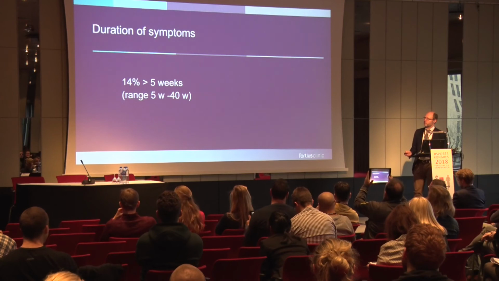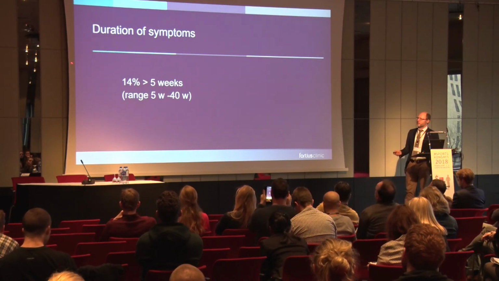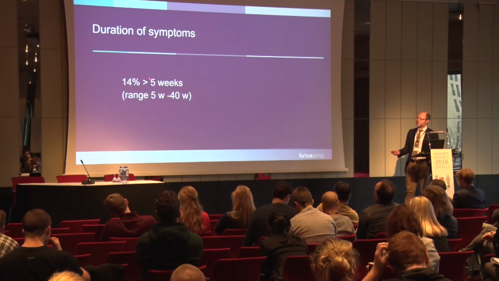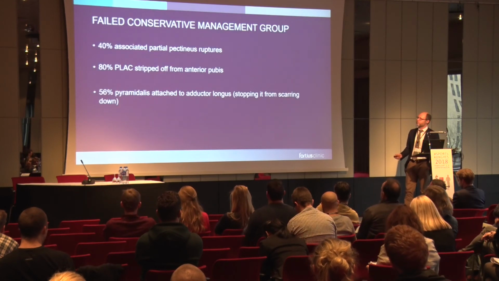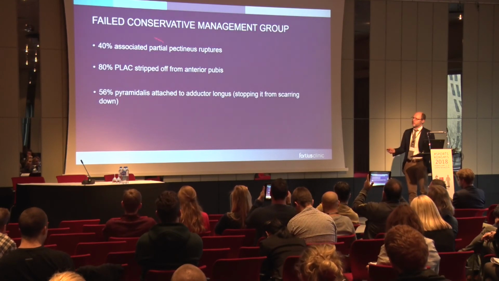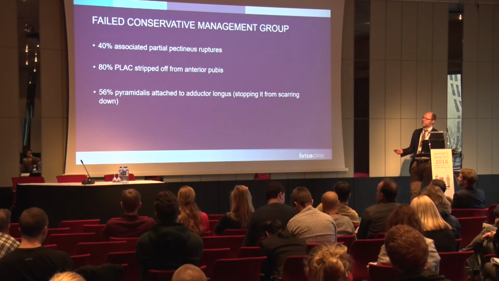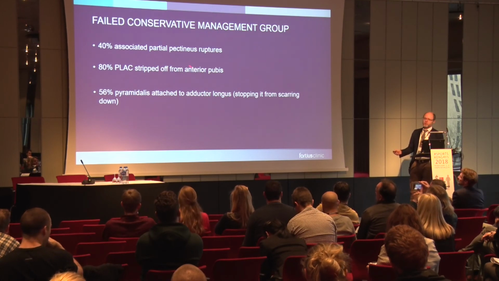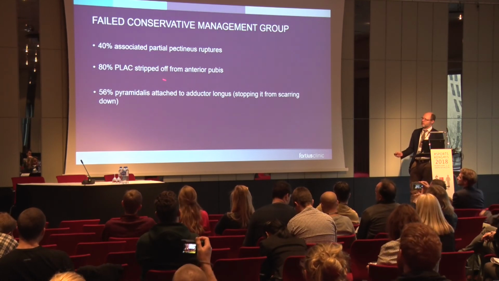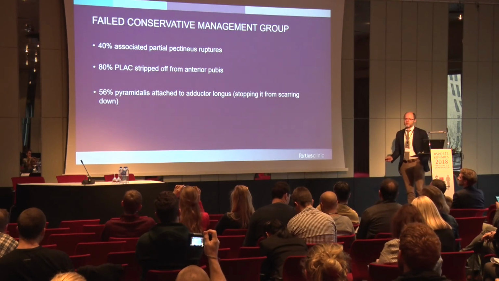If we analyze failed conservative management, well, we define failed conservative management as basically symptoms over 5 weeks after the injury, with a range to about 40 weeks. We see that in this particular group, about 40% had associated partial pectineus ruptures. In 80%, the plaque was stripped off from the anterior pubis, and in 56%, the pyramidalis was still attached to the adductor longus.